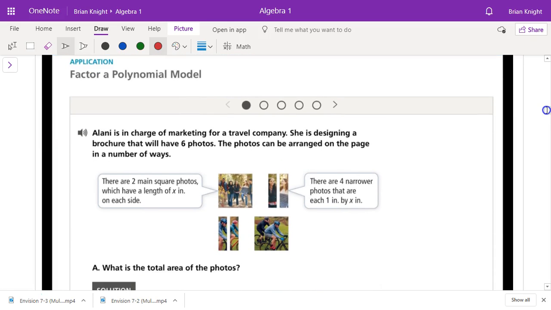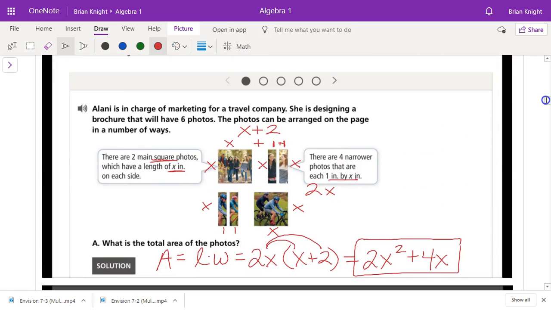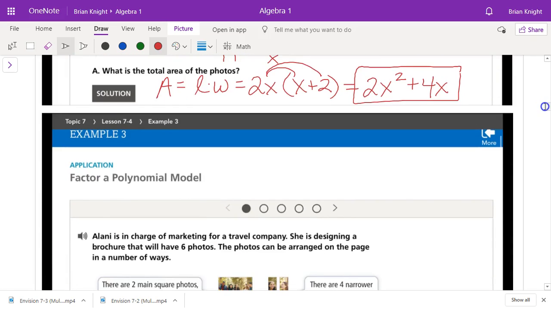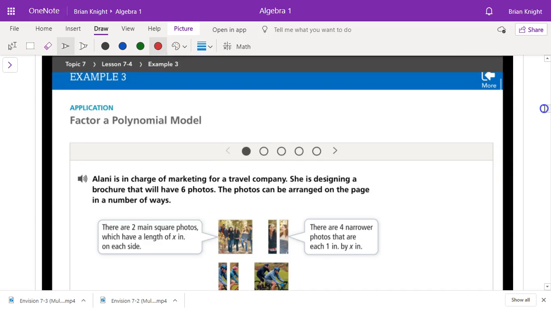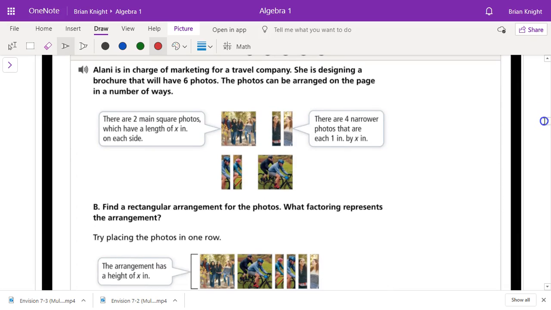Example 3, same example. Did I just do... Is it the same thing twice? It is the same thing twice. My bad. I put the same picture on there twice. I'm fine. There's B. Okay, there's B.